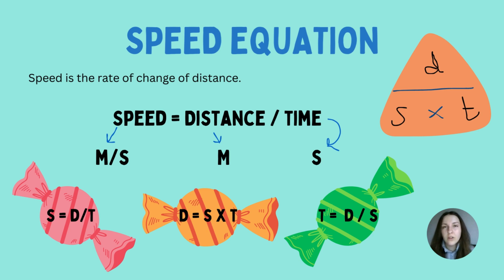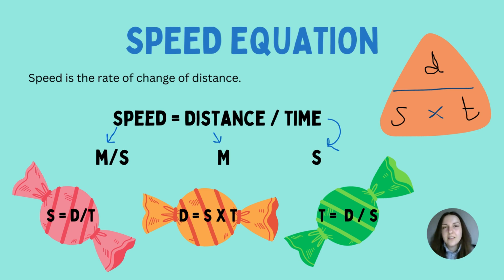And speed is often measured in meters per second. However, as you know, we may have miles per hour or we might have kilometers per hour. There's loads of different ways of expressing speed. But for your GCSEs, it's really important to be aware that actually meters per second is the most common unit. Distance, of course, is measured in meters and time is measured in seconds.